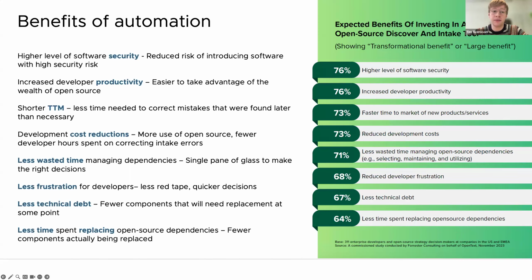Reduce development costs, and that is more use of open source, fewer developer hours spent on correcting intake errors, and you don't have to make custom components internally. You can use already existing libraries and be way more efficient that way. Then we have 71% that answered less wasted time managing open source dependencies, selecting, maintaining, utilizing, and we can include researching here as well.